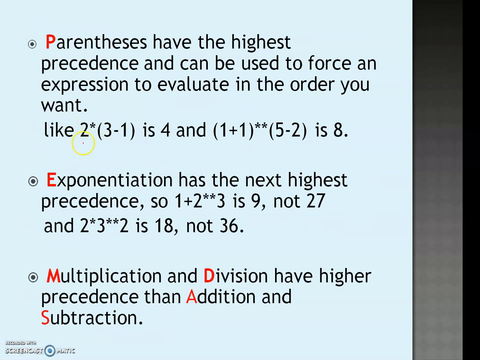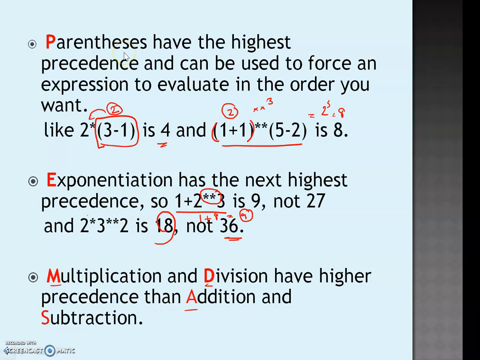Coming to the first preference, that is parentheses, in the example given below, 2 into (3 minus 1). What has to be evaluated here first? 3 minus 1 has to be evaluated as it is placed inside the parentheses, which gives you 2, and 2 into 2 is 4. In the same way you can evaluate the next expression also, which gives you 8.